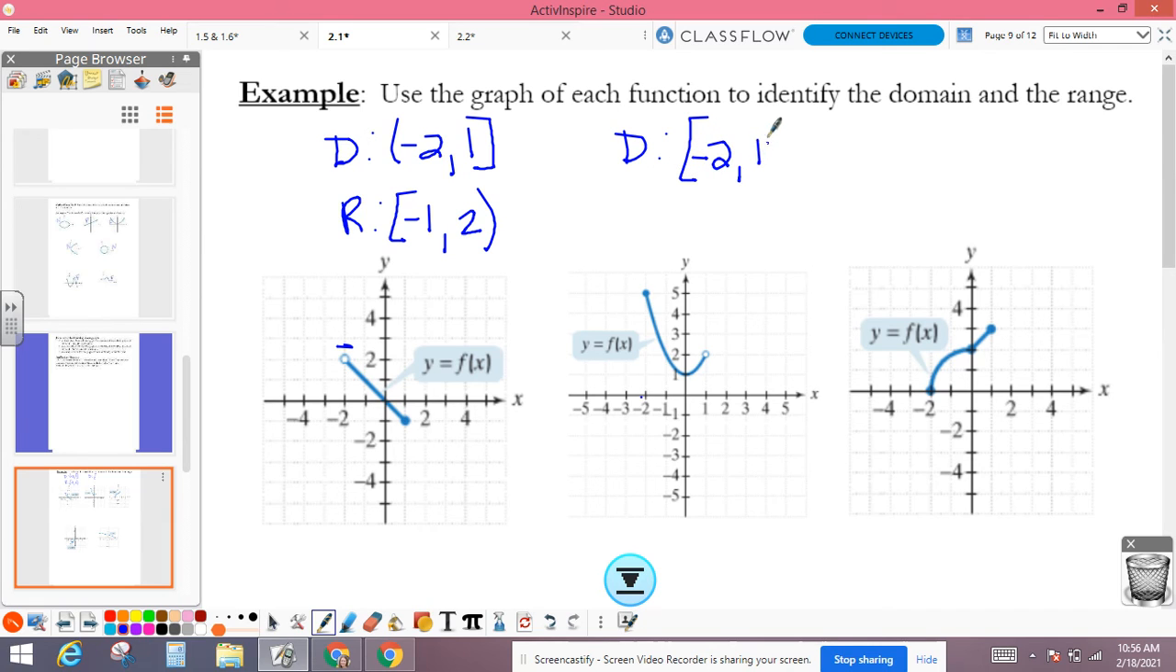-2 to 1. And then range is bottom to top. And remember that you don't have to have your bottom or top be an actual circle. So the bottom of this is at 1, where that low point occurs, and the top is at 5. There's no circle here, so there's a point there. So 1 gets a bracket, and so does 5.